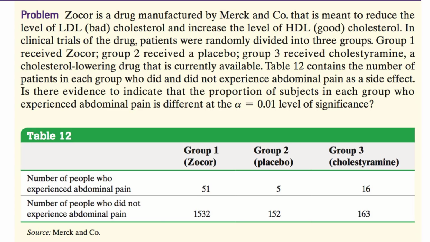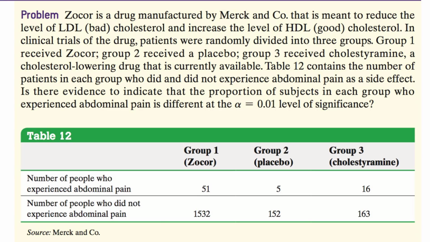And so it's not like we're giving everyone Zocor and they're just getting different dosages or something like that. We have 3 different treatments. And so that's why it doesn't make sense to treat this as independence, because we're not looking at levels of a variable like dosages of Zocor. We're looking at Zocor versus placebo versus some other drug. And so that makes most sense to treat it as homogeneity of proportions.